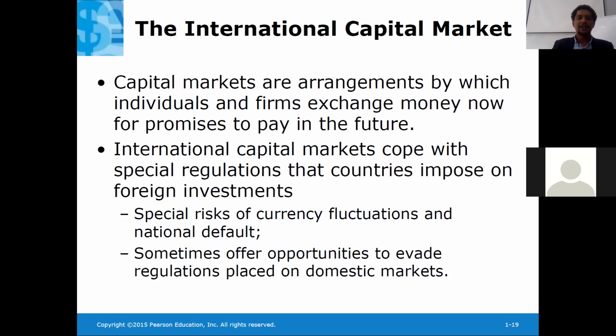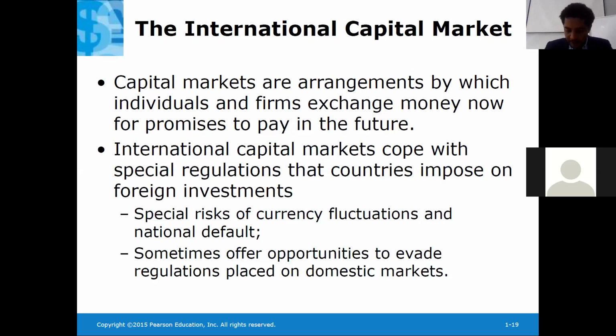Okay, then international capital markets cope with special regulations that countries impose on foreign investments. So special risks of currency fluctuations might be there. Sometimes they offer opportunities to evade regulations placed on domestic markets. We'll talk about this in detail when we talk about their impact on the economy of the country when it is fluctuating very much.